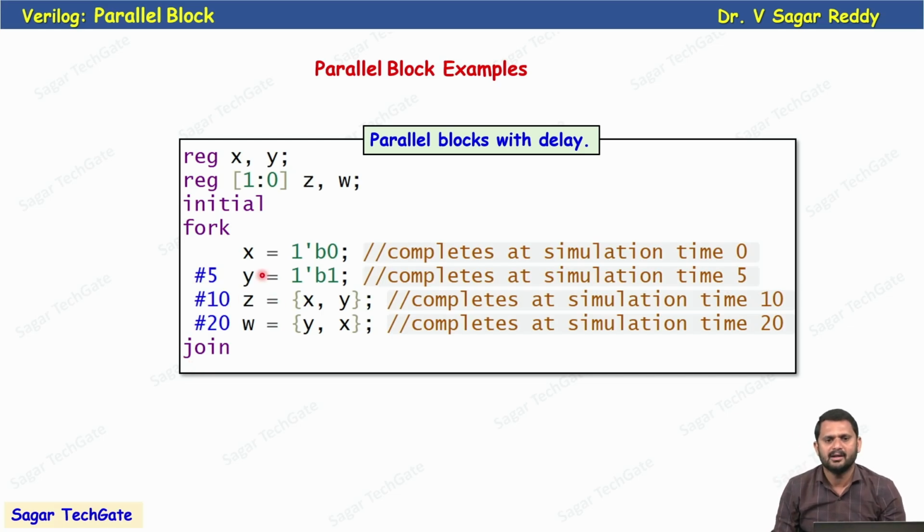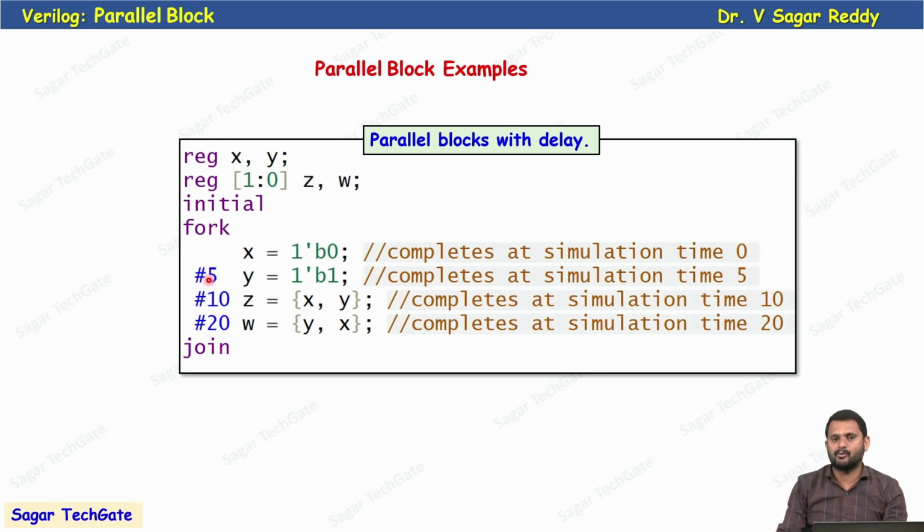Clear? So here this statement starts at simulation time 0 because I didn't specify any delay. So x equal to 1'b0 will execute at simulation time 0. Whereas this statement completes at simulation time 5 because I provide a delay of 5 time units. For this statement I provide a 10 time unit delay, and here 20 time units. All execute concurrently, so it takes 0 simulation time to complete, 5, 10, and 20 simulation time. I hope you understand, because all the statements start at exactly the same time.